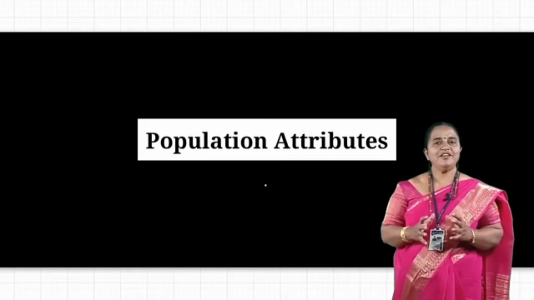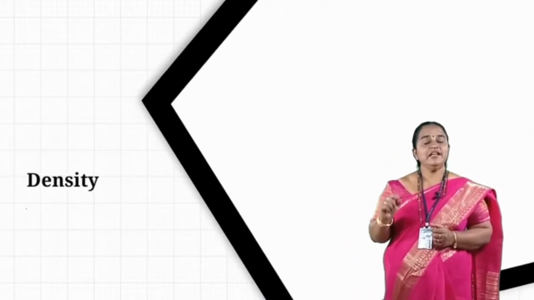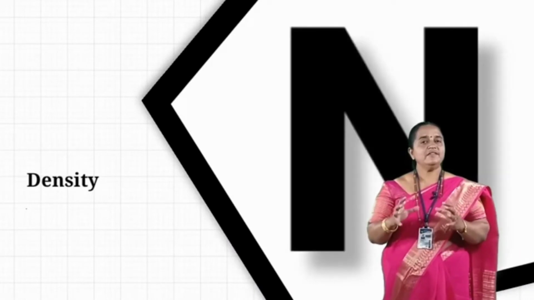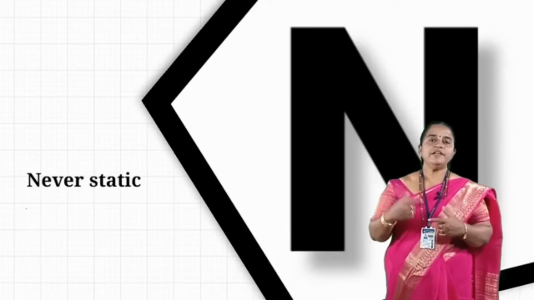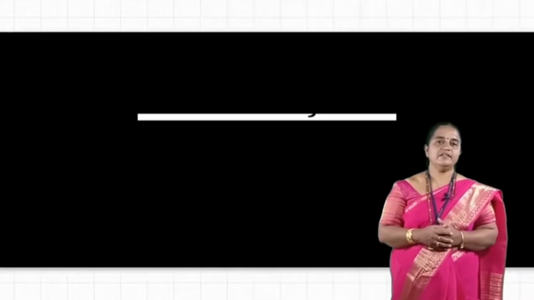Every population has its own size. The size of the population we call density, denoted as N. But this density N is never static. It is always changing because of 4 factors.